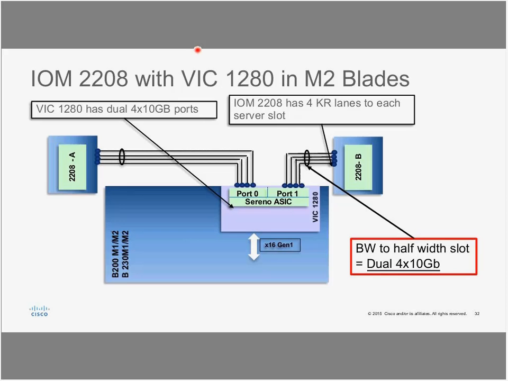Let's say, for instance, you have a 1280 VIC, and that is connected to an I/O module 2208. That is going to enable you to have 4 traces enabled per each of the I/O modules.